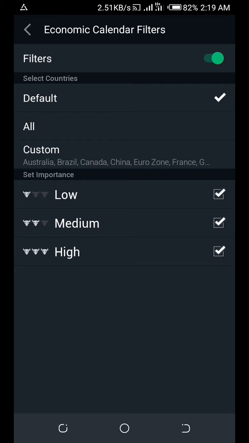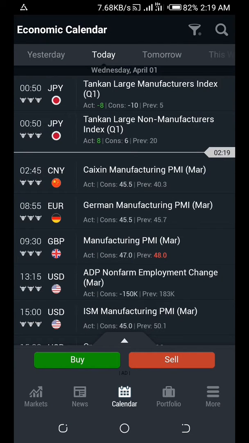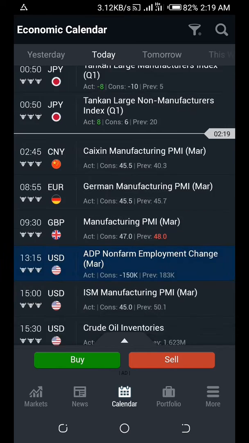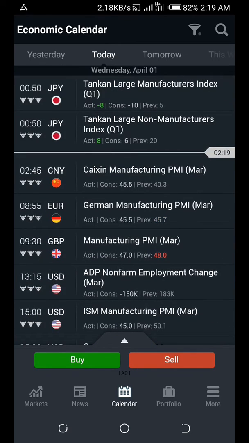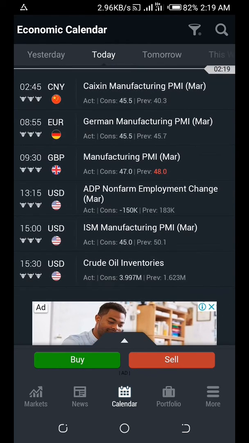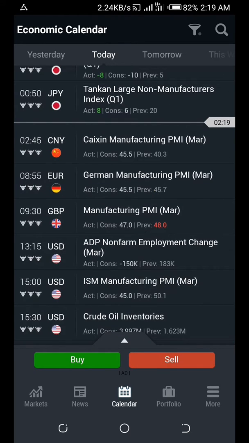So you can just filter your trade, remove low, remove medium, so that we have only the important events in the market. Now we can see only events with three bulls. Out of these events with three bulls, not all of them move the market. We have some selected events that move the market. So at the end of this video, I'm going to add the type of events that move the market, that you should be on the lookout for.